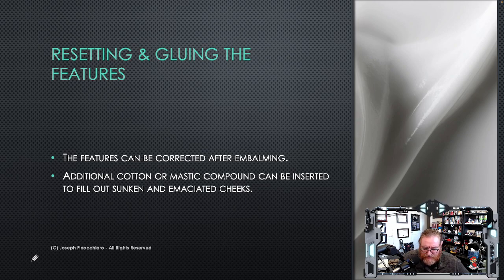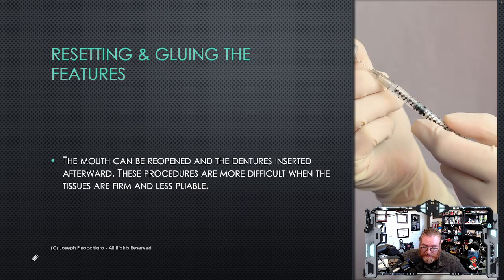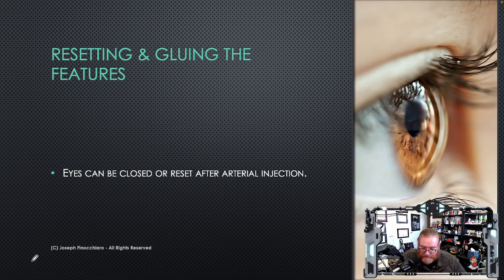The features can be corrected after resetting and gluing the features. The features can be corrected after embalming. Additional cotton or mastic compound can be inserted to fill out sunken and emaciated cheeks. The mouth can be reopened and the dentures inserted afterwards if necessary. These procedures are more difficult when the tissues are firm and less pliable.